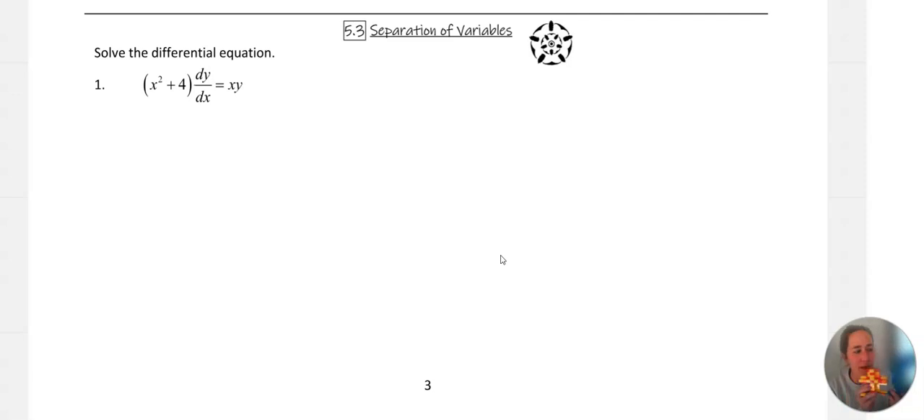I'm here hanging out with my Lego constant of integration, plus c. Don't want to forget about that as we solve these differential equations.